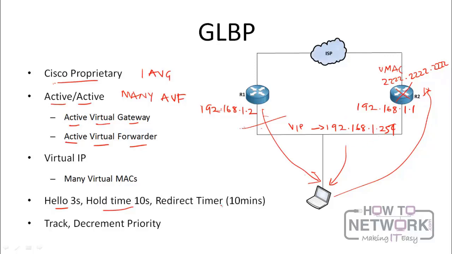And while it's doing this, it counts down the redirect time, which is 10 minutes. So after 10 minutes, it knows that the router is not coming back up, and it's going to stop giving out this MAC address. So when devices ask for a MAC address, it's only going to use the MAC addresses of the remaining AVFs, but it's not going to use the MAC address of the AVF that's gone down anymore. So that's how the failover works. And just like HSRP and VRRP, we can track interfaces and decrement priorities so that some other device can fail over, whether for the AVG or for the AVF.